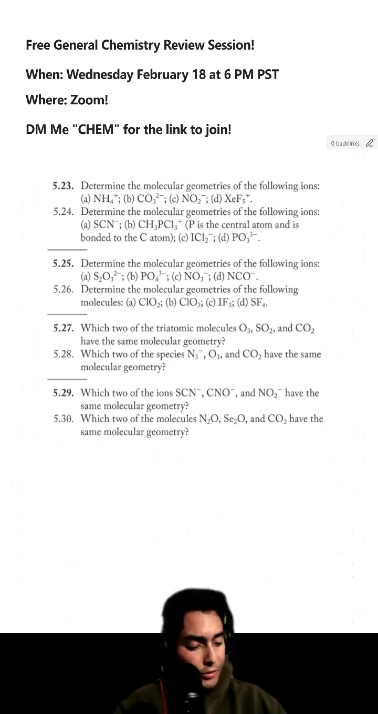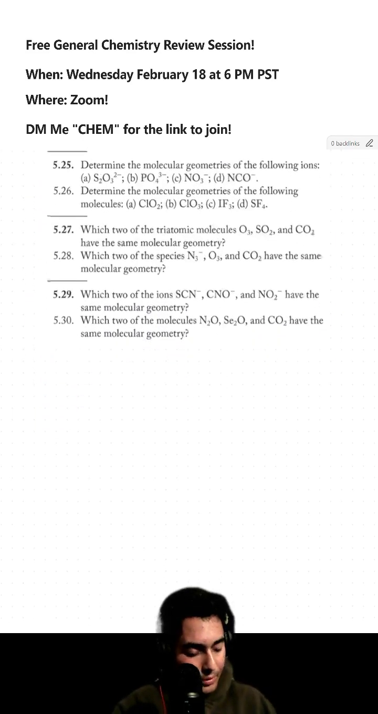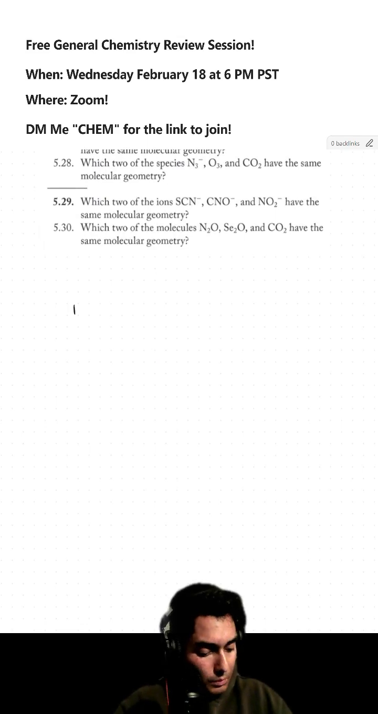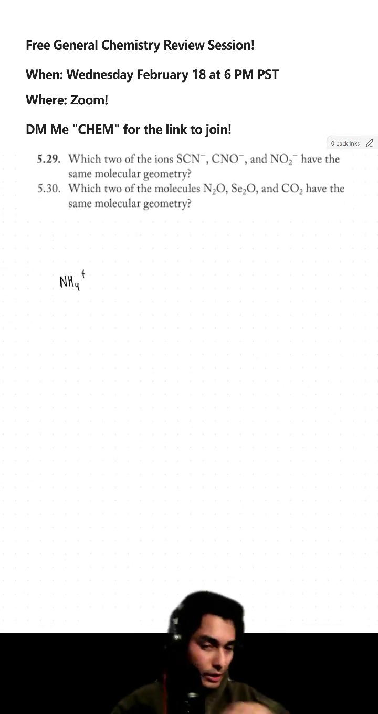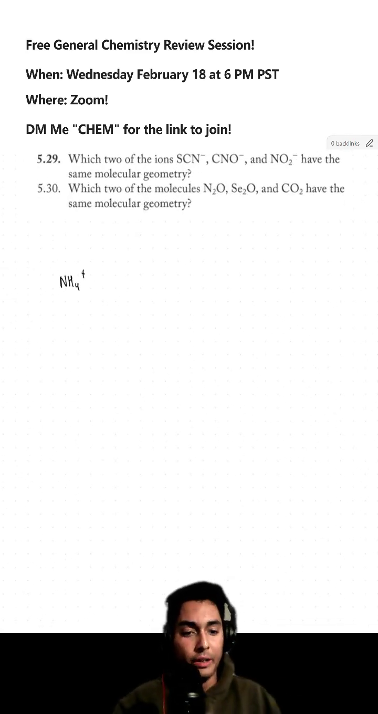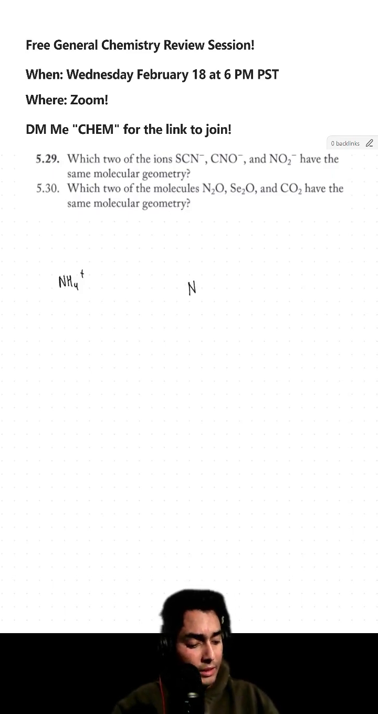So we have to determine the molecular geometries of the following ions. I'm going to start off with the first one, NH4+. First things first, before I even consider the molecular geometry, I need to draw the Lewis structure. That's why you've got to be really good at Lewis structures, because I've got to draw out N. And then I need to know that ammonium is going to be NH4+.